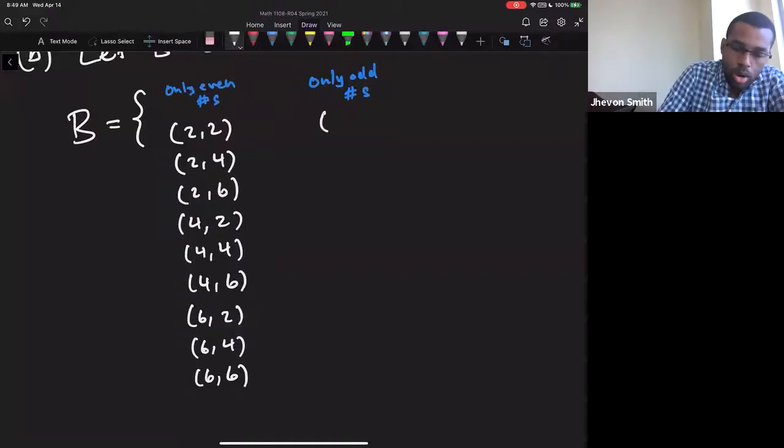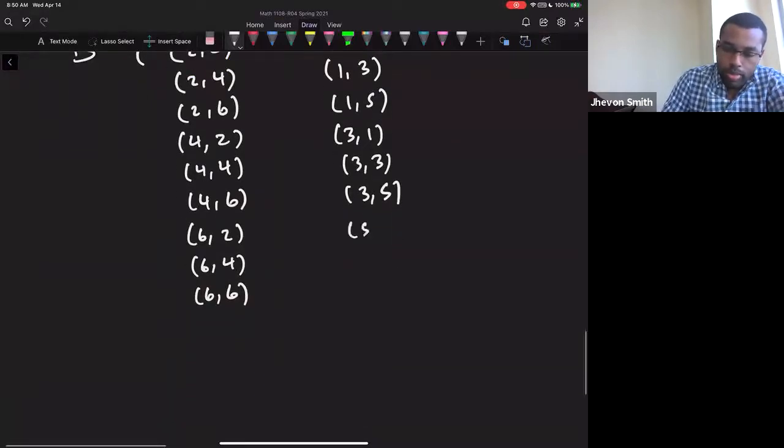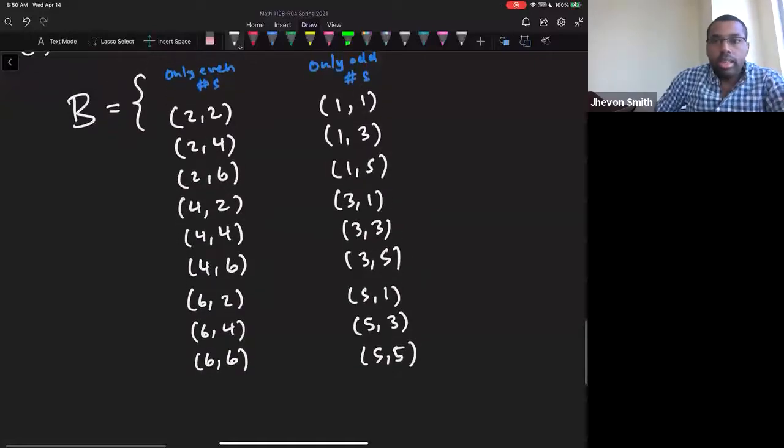The lowest for die 1 could be 1. And then for all the odds, it could be 1 and 1, 1 and 3, 1 and 5. Then it could bump up to 3: 3 and 1, 3 and 3, 3 and 5. Then it can bump up to 5: 5 and 1, 5 and 3, 5 and 5. And I think that's all of them.